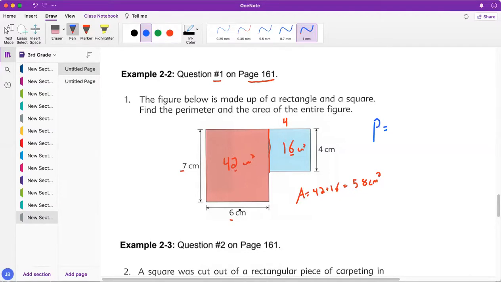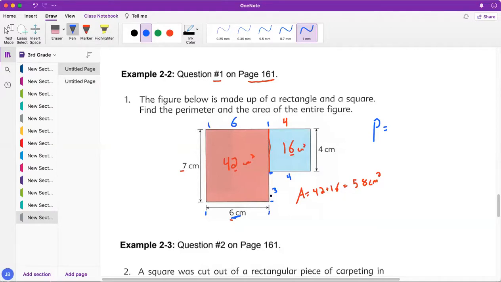Good. So perimeter. We can do adding up everything, right? We have 6, 7. So what is from here to here going to be? Any ideas? It should be the same as this one, right? They should be the same if it's a rectangle. We'll have 6, and these ones should all be 4. So that would make this part here 7 minus 4, which is 3.